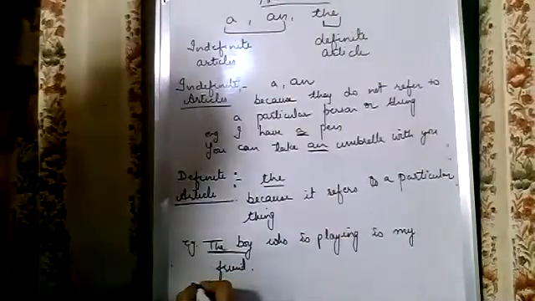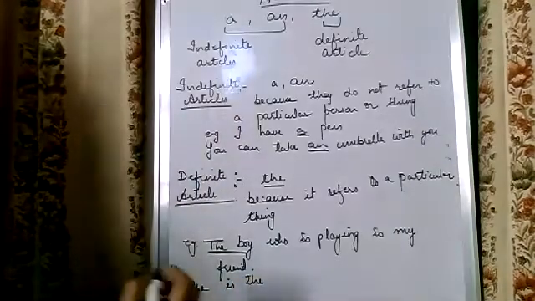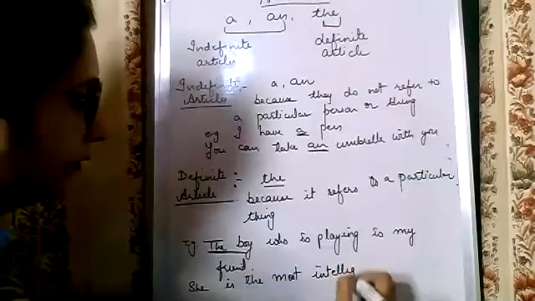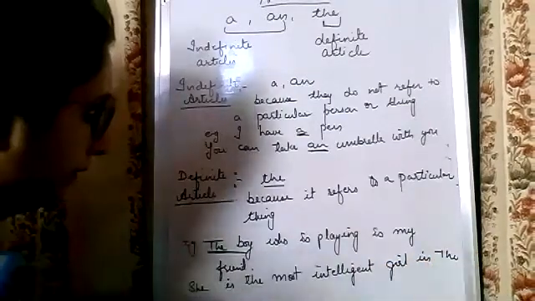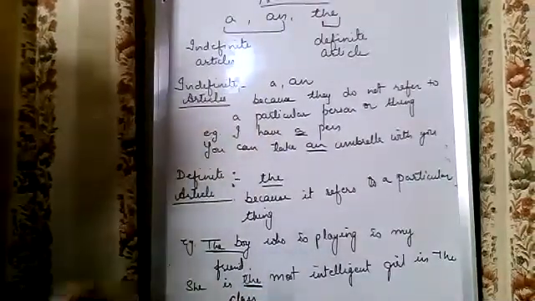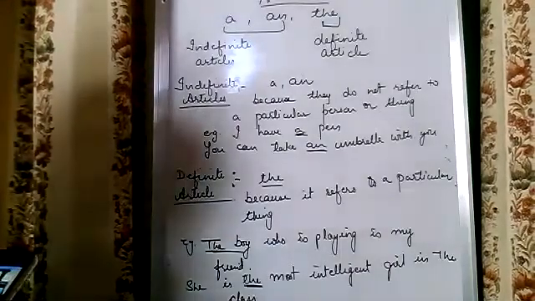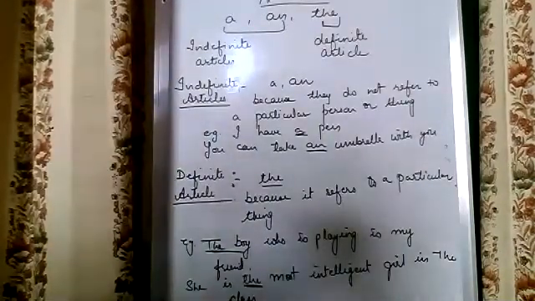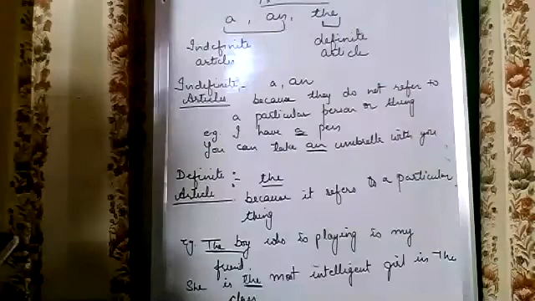This is a definite article. For example, she is the most intelligent girl in the class. So who is the most? "The" means which one? She is the girl who is most intelligent in the class, right? So you have to consider which is a definite article and which is an indefinite article.